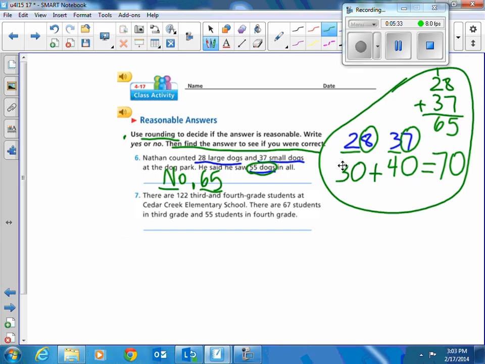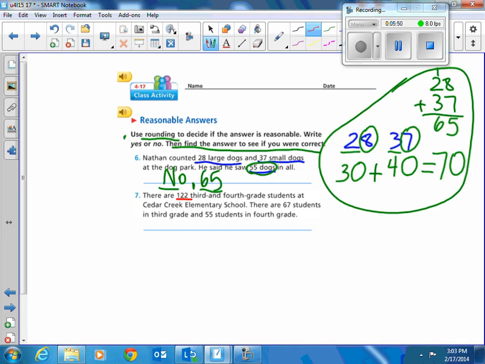All right, so let's read the problem. There are 122 third and fourth grade students at Cedar Creek Elementary School. There are 67 students in third grade and 55 students in fourth grade. Now let's go ahead and underline important information.